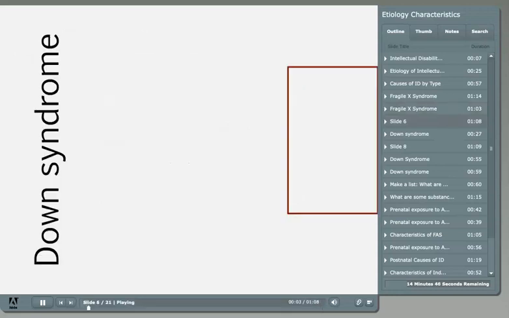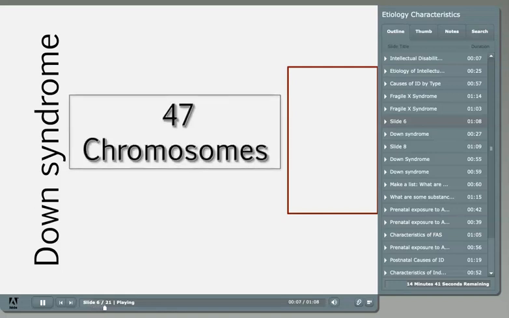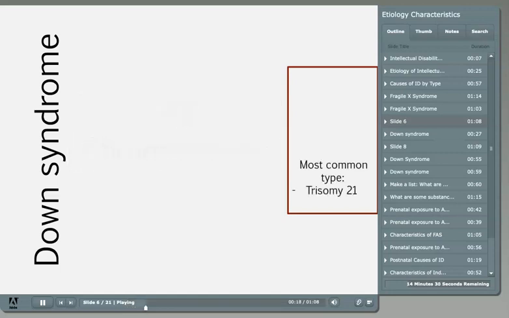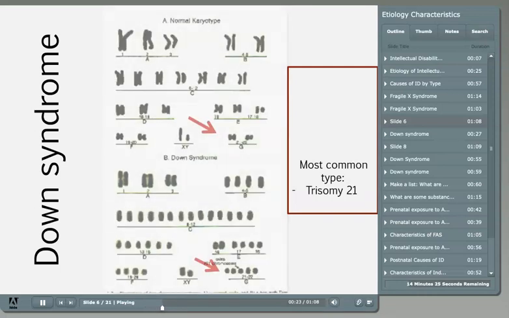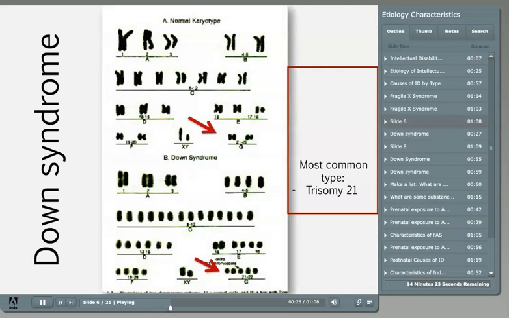Down syndrome is another biomedical factor. The chromosomal disorder is characterized by 47 chromosomes instead of 46 chromosomes, and that changes the development of the body and the brain. The most common type of Down syndrome is trisomy 21, where there are 3 chromosomes instead of 2 on the 21st pair. Here you see a picture of a normal karyotype at the top of the page, and at the bottom of the page you see a karyotype of a child with Down syndrome, which includes 3 chromosomes on the 21st pair.